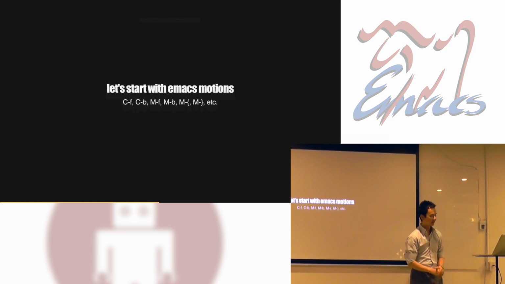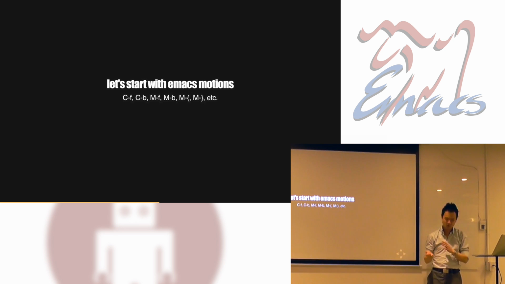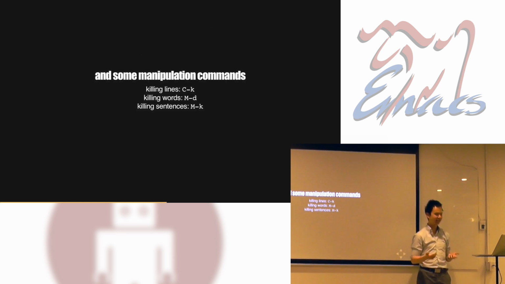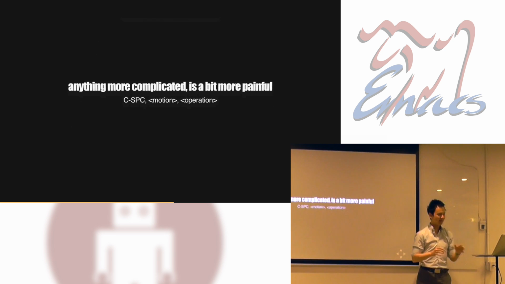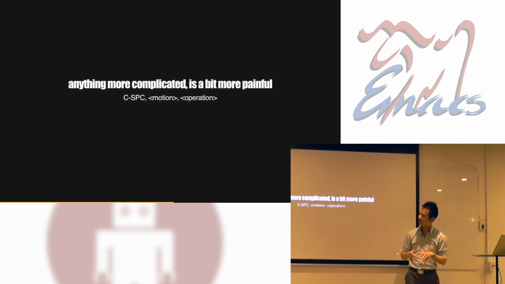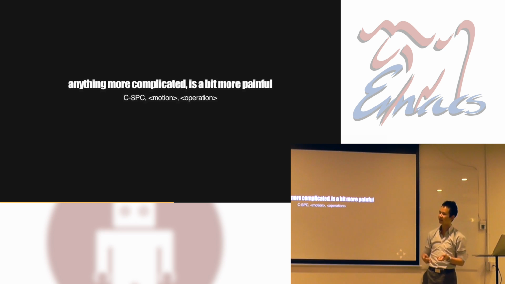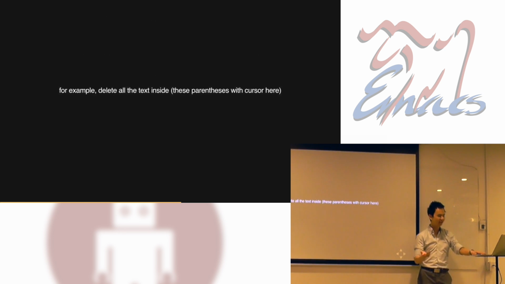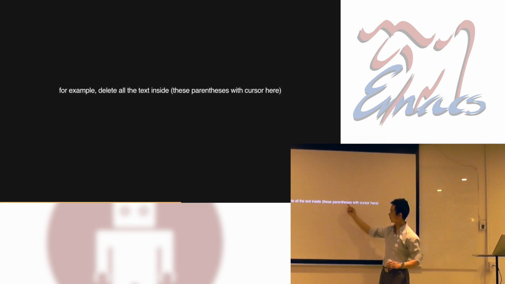So back to basics. Let's start with some Emacs motion. Everyone knows, you move forward by characters, go backwards by words, paragraphs. And then of course you've got some manipulation. You can kill lines, kill words, kill sentences. But then it gets more complicated when you want to do more than that. Like, you have to get involved with marking things and exchanging the mark, jumping back and forth. For me, it takes more cognitive load to figure out what I want to do when I'm in Emacs. So for example, if my cursor was right here, how would I delete everything inside these parentheses?